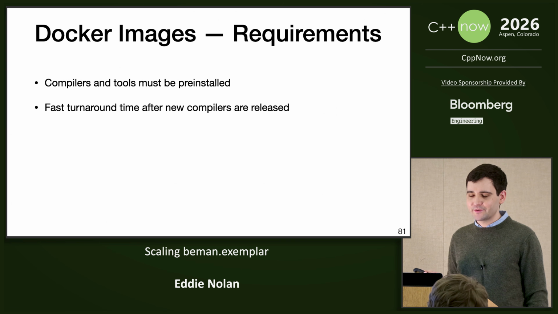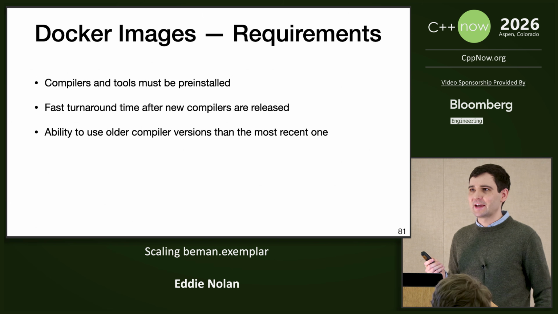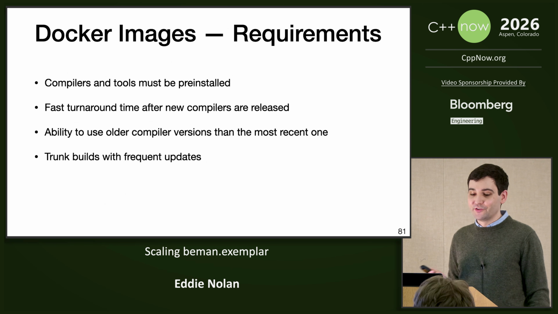We want a fast turnaround time after new compilers are released, because we're targeting the newest standards. We also want the ability to use older compiler versions than the most recent one. We don't want a pure live-at-head setup. We don't want super old compiler versions, we don't have that much of a need for it, but it's not just trunk that we're supporting, we also want to support trunk.